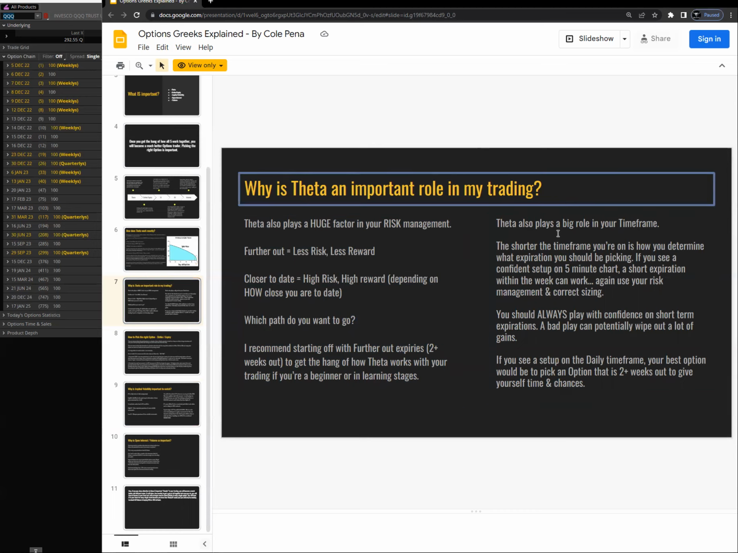Theta also plays a big role in your time frame. The shorter the time frame you are trading on determines what expiration you should be picking. If you see a competent setup on the 5-minute chart, a short expiration within the week can work. Again, use your risk management and correct sizing. You should always play with confidence on short-term expirations. A bad play can potentially wipe out days or even weeks of your profits. If you see a setup on a daily time frame, your best option would be to pick an option that is either a weekly or even 2+ weeks out to give yourself some time and more chances.